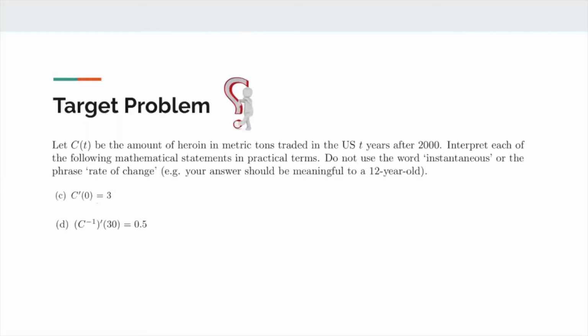The target problem is: let C(T) be the amount of heroin in metric tons traded in the US after 2000. Interpret each of the following mathematical statements in practical terms. Do not use the word instantaneous or the phrase rate of change.